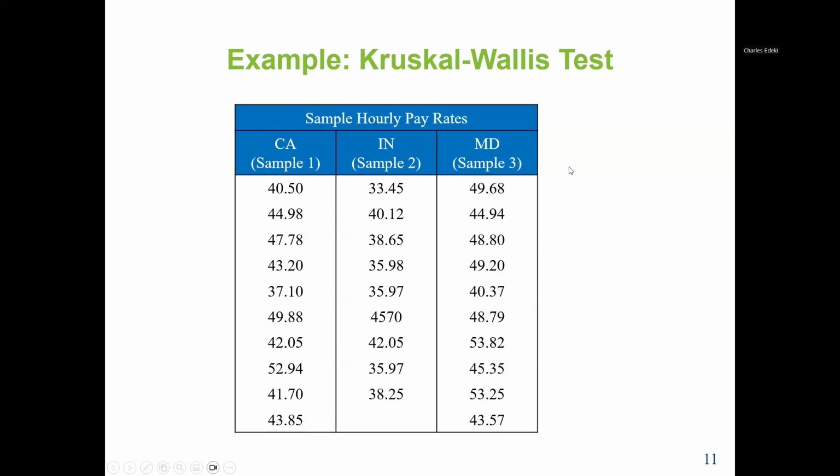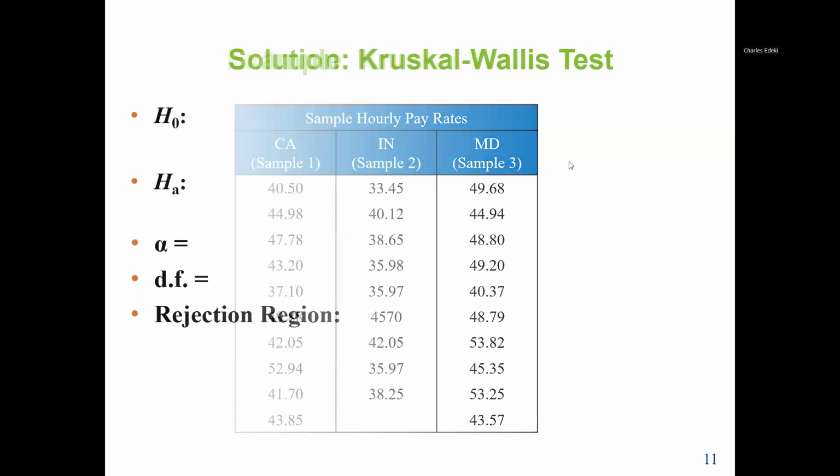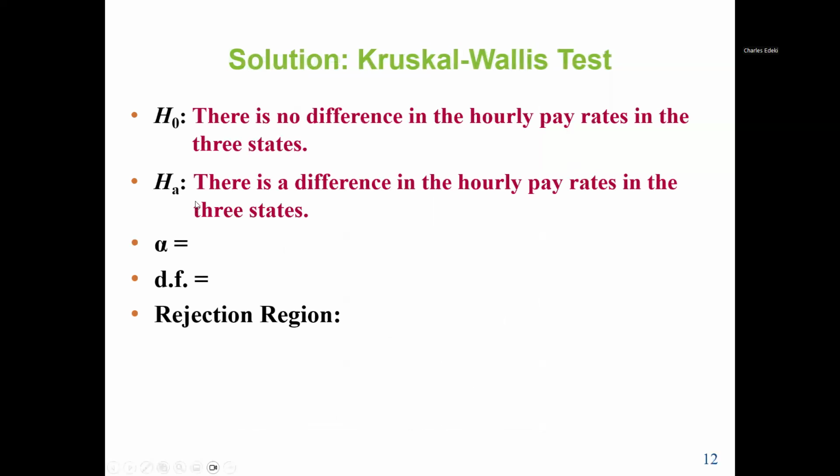So the first thing we're going to do, hypothesis testing, let's state our H0 and HA. H0 means there's no difference in hourly pay rate in the 3 states. HA means there's a difference. So always H0 goes against HA, or HA goes against H0. Alpha is given as 0.01. Degrees of freedom: the sample size is the 3 states, so K is 3 minus 1, which gives us 2.